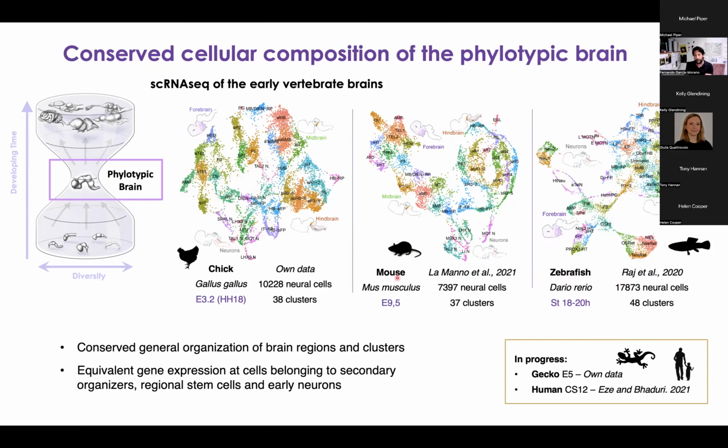Also, we have a mouse data set derived from an article from Linus group in Stockholm. We have a zebrafish data set from equivalent stages of the phylotypic stages coming from Alex Shearer's lab. And these are the 3 main datasets that we are comparing. But beyond, we have our own gecko dataset.